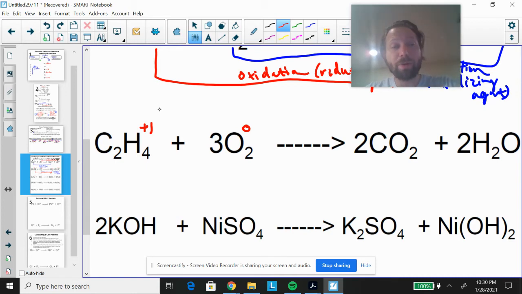Now, we have to remember that these compounds are neutral. In other words, the negative and positive substances within this molecule have to add up to 0. So hydrogen is +1, but there are 4 of them. So that means total, it's going to be +4 from the hydrogens. So that means that the carbons are going to have to be -4 total, which makes each individual carbon, there's 2 of them, have to be -2.